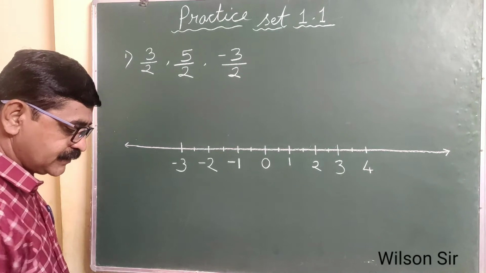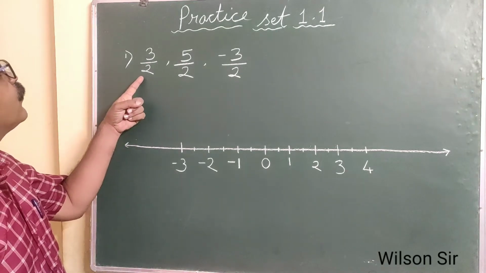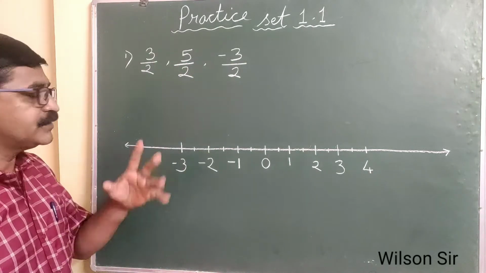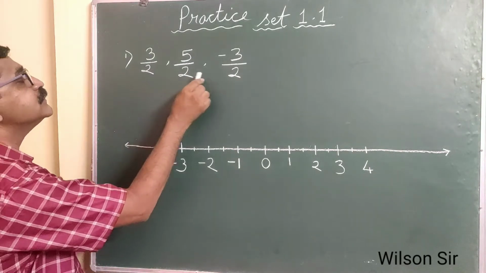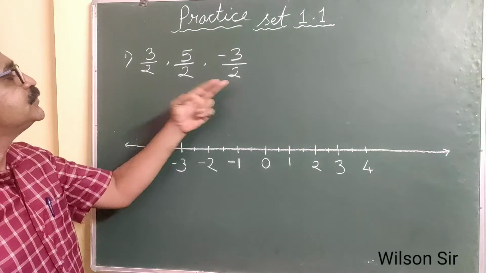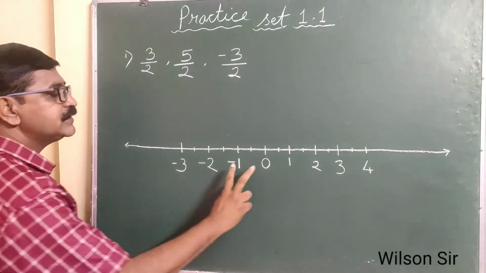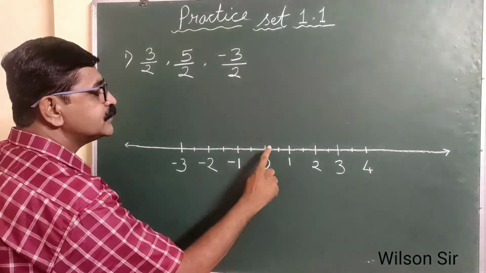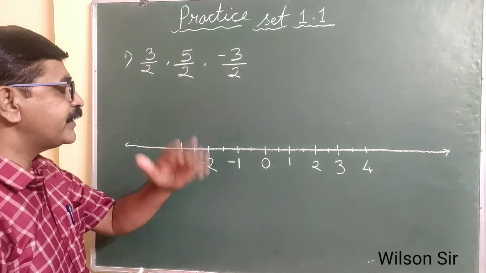Question number 1 is, show the following numbers on the number line. Show 3 upon 2, 5 upon 2, and minus 3 upon 2 on this number line. Now I have already told you that you have to first see the denominators. Here the denominator is 2. That means the single unit from 0 to 1 has to be divided into 2 parts. This is 1 part and this is 2 parts. So I have already divided it.